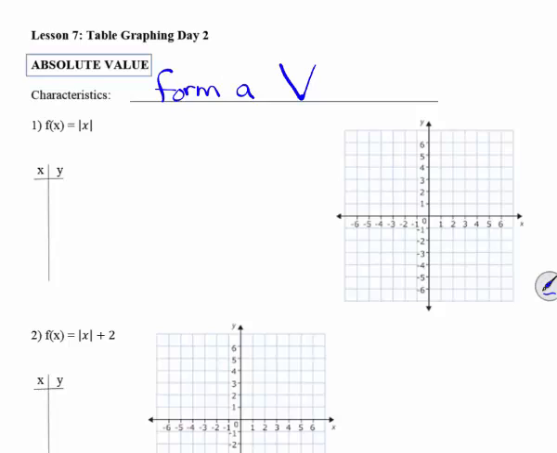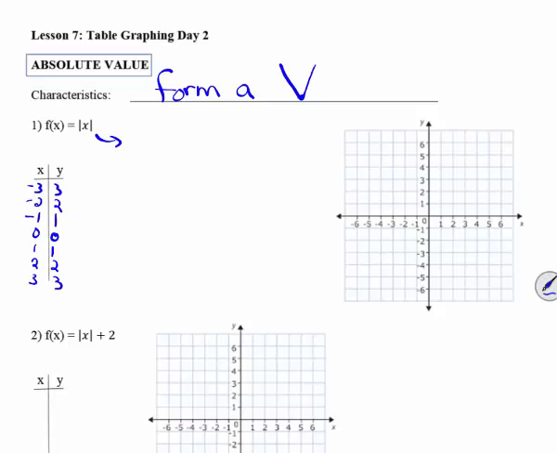So let's take a look at this. I'm going to pick some values: -3, -2, -1, 0, 1, 2, 3. And we know that the absolute value means it has to be positive. So the absolute value of -3 is 3. Absolute value of -2 is 2. -1 is 1. 0, 1, 2, 3.